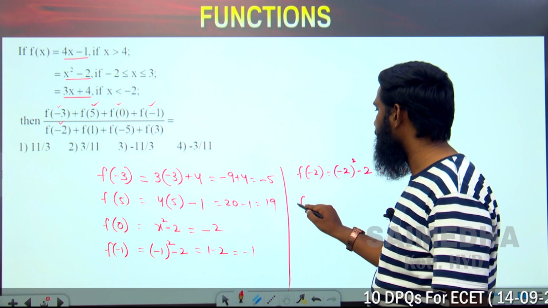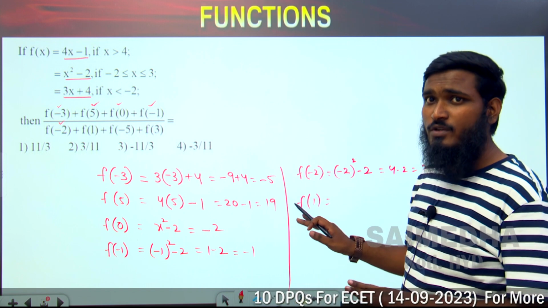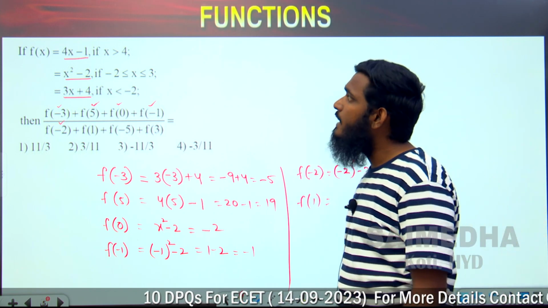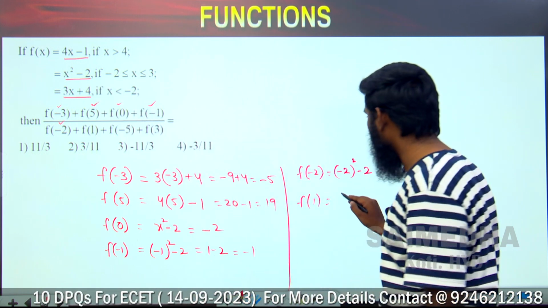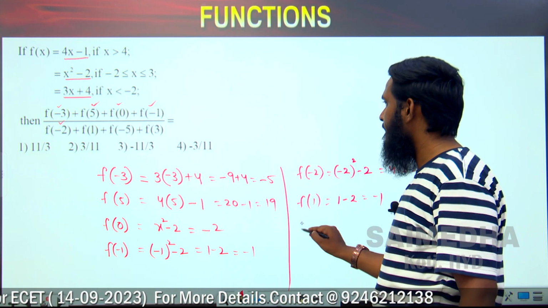F of 1. If you solve this one question, all the related questions you can solve very easily. F of 1 means what do we have to take? Again in this part only it will be x square minus 2, so 1 square is 1, minus 2, it is equal to minus 1, okay. Next what are we having?